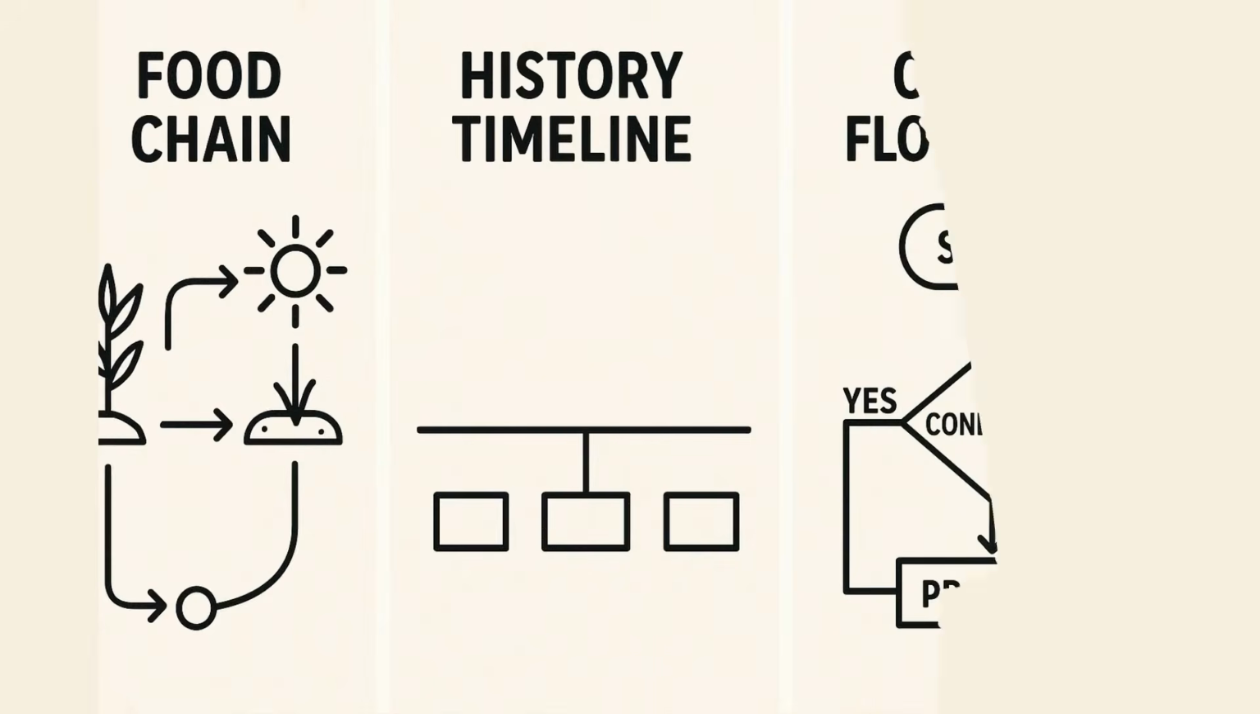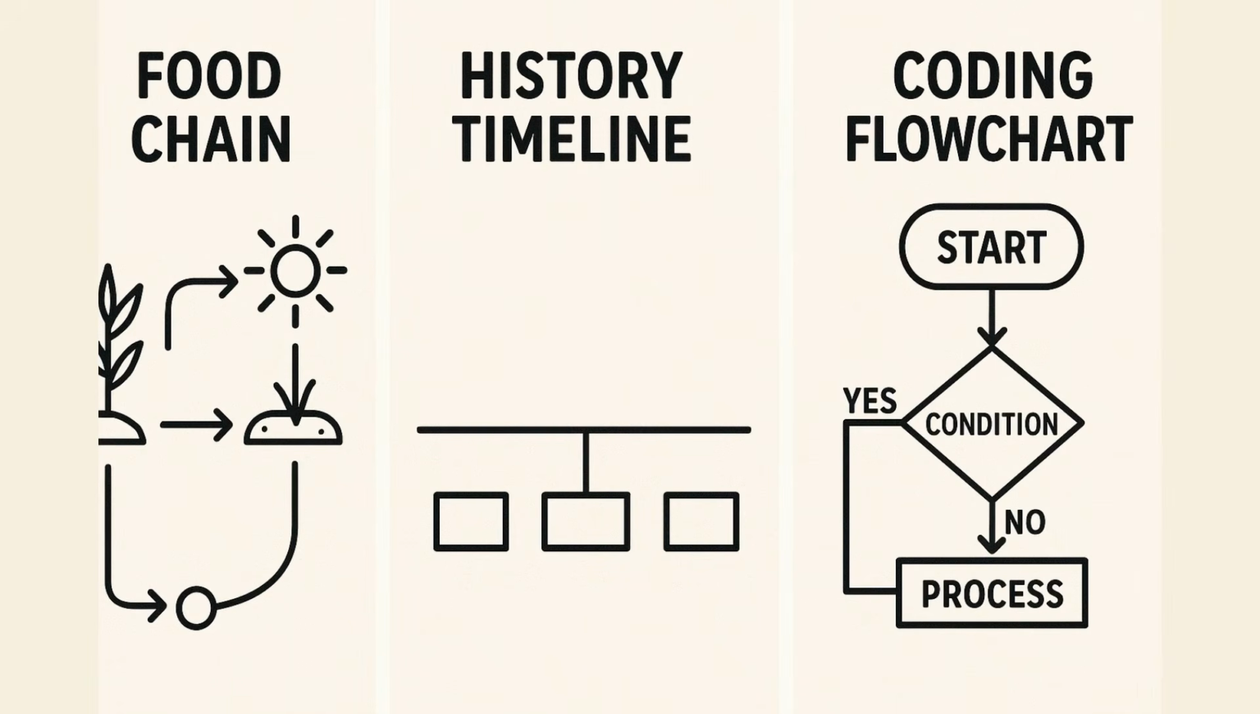Concept maps are perfect for showing relationships. In science, you can map energy flow in food chains. In history, you can map causes of World War I. In coding, you can link variables, functions, and outputs.